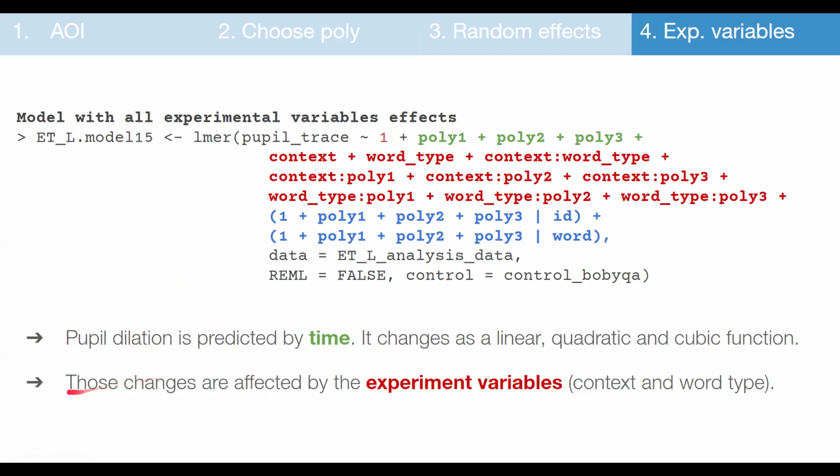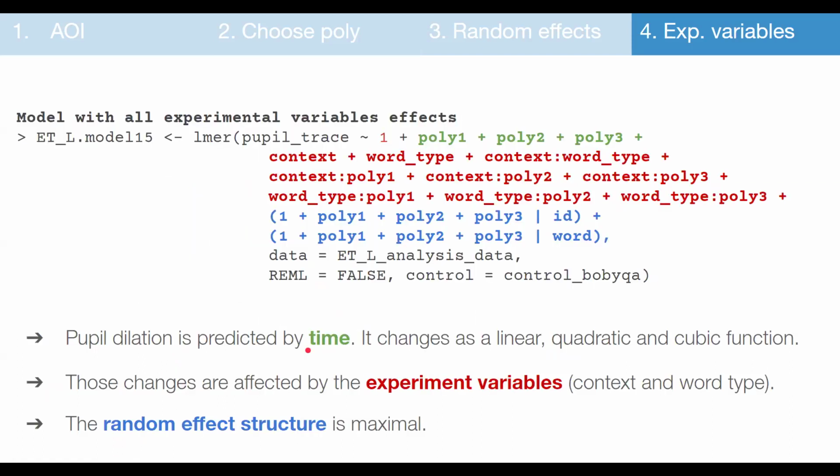Now I added the experimental variables. What I added is the fixed effect of context, the fixed effect of word type. This would be the intercepts, the interaction between them. And then we also have the interaction between each of the experimental variables and the different polynomial terms. We'll see in a while what this means in more detail. But basically, we are saying that the changes in time are also affected by the experimental variables. And then finally, we have the random effect structure that is maximal, as we just saw.